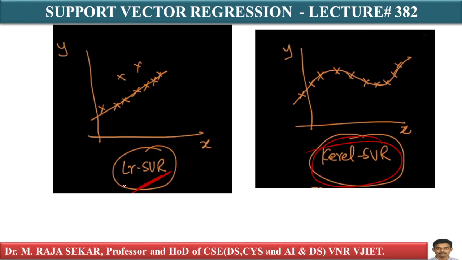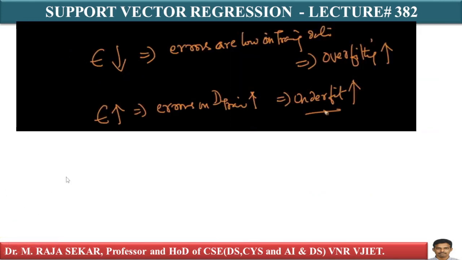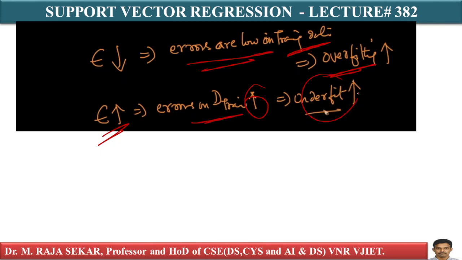And what does epsilon say? This is very important. If epsilon is low, what does it mean? It means your errors are low. Epsilon is low means errors are low on training data, isn't it? Which means your chances of overfitting increase. Similarly, if epsilon is high, your errors on the train data could be higher, which implies underfit may increase.